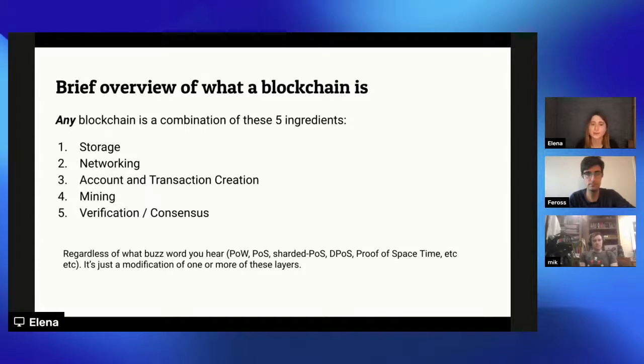So this is one example of how, even though a blockchain might seem extremely different, like Ethereum is very different from Bitcoin, they actually have the same layers. It's just that they maybe made one of the layers a bit different.